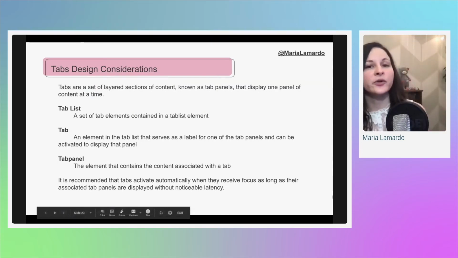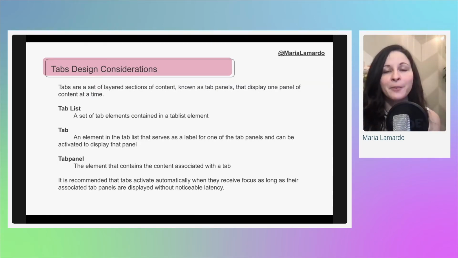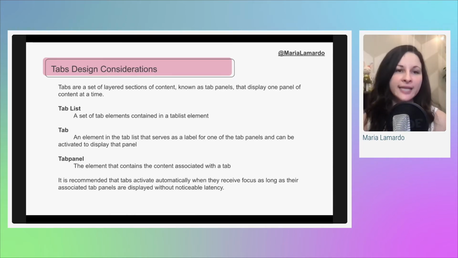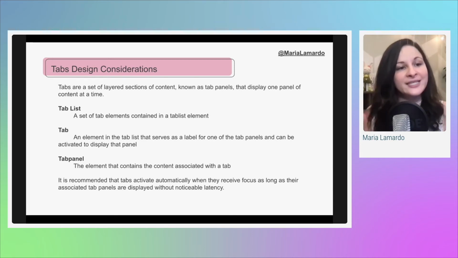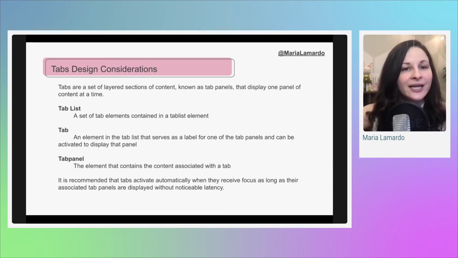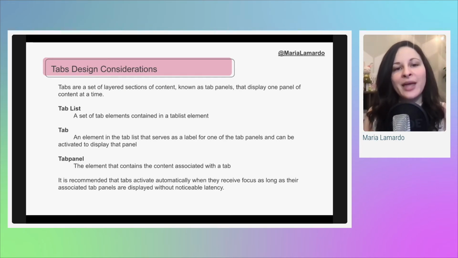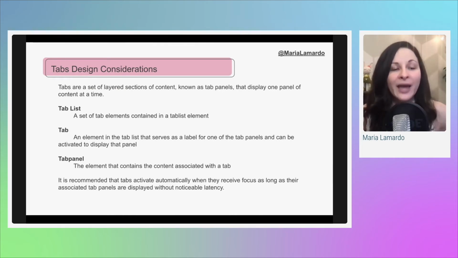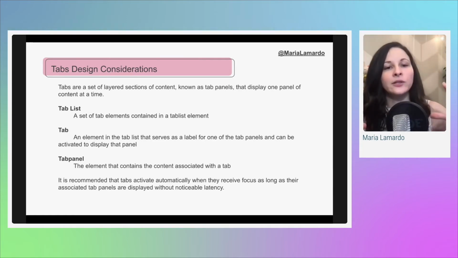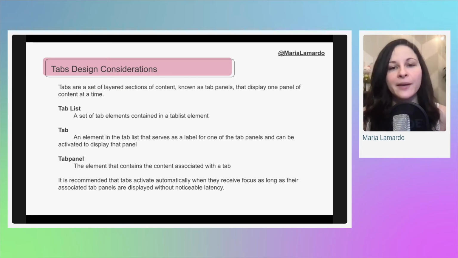Tabs are a set of layered sections of content, known as tab panels, that display one panel of content at a time. There are three pieces of this. We have a tab list, which contains the set of all of the tab elements. Then we have the tab element, which acts as the label for the corresponding panel. So these are like the titles. And then the tab panel is the element that holds all of the content that is associated with that tab.